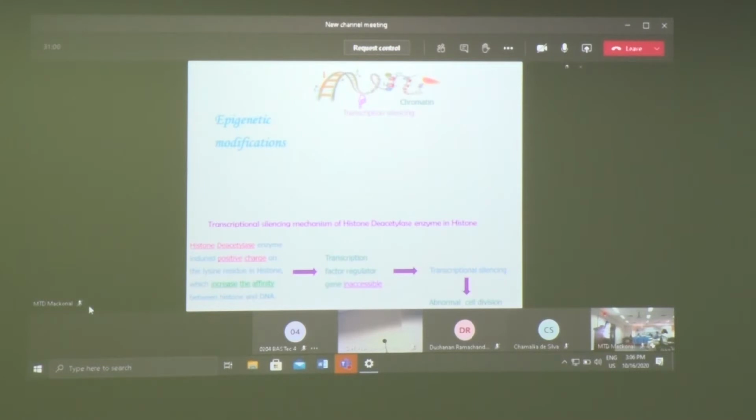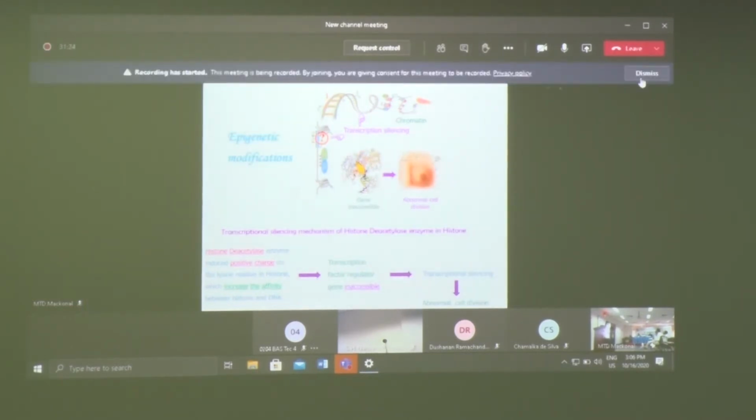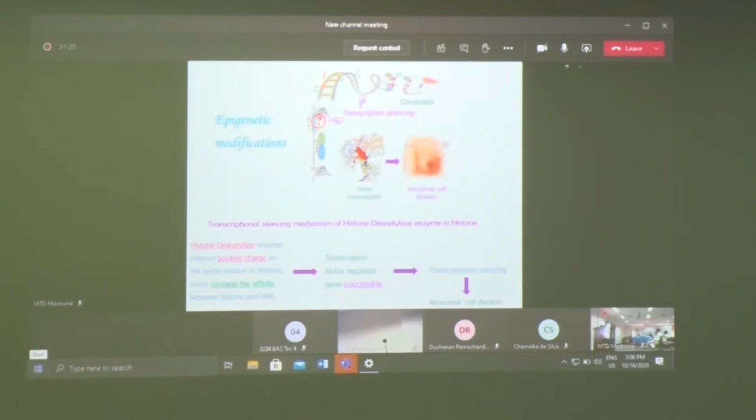And the mechanism: the transcriptional silencing mechanism of histone deacetylase enzyme in histone. Histone deacetylase enzyme induces positive charge on the lysine residues in histone. Therefore, the negative charge of the DNA is attracted by the histone, so the affinity between histone and DNA will increase. So transcription factor regulators may be inaccessible. Therefore, transcription silencing takes place, and abnormal determination occurs, which is what is called cancer.